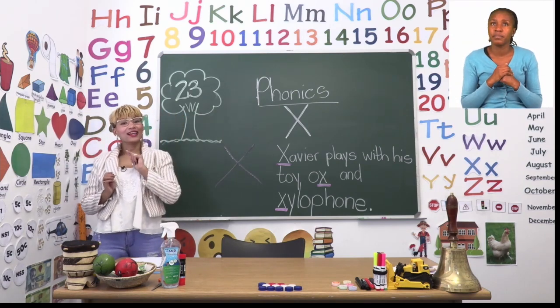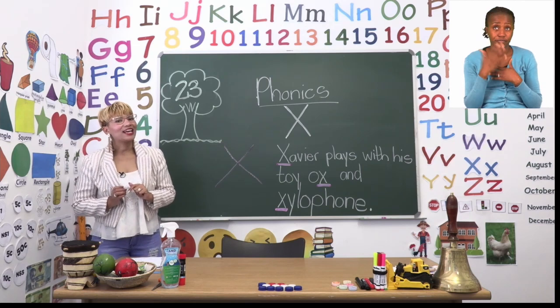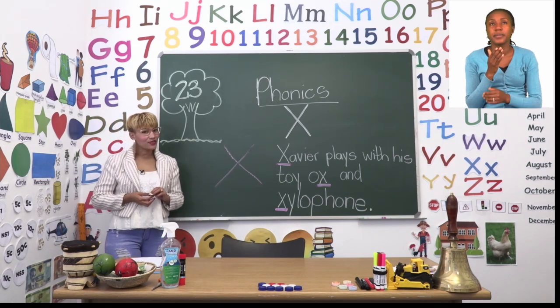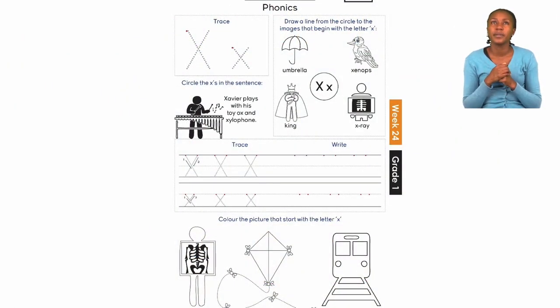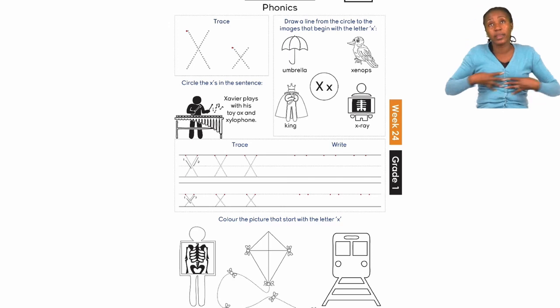Okay, what is the next thing that we have to do? Let's quickly turn our booklets back to page 23 and have a look. The next part says that you have to draw a line from the circle to the image that begins with the letter X. You will see the letter X right in the middle, and then you have 4 pictures around. You have a picture of an umbrella, a xenops, a king, and an X-ray.